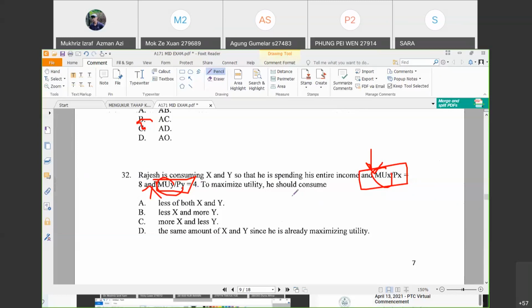If you want to reduce MUX over PX, meaning that you need to reduce MUX. If you need to reduce MUX, how do you do that? So you are choosing B, less of X. If you consume less X, what will happen? Are you going to increase or reduce MUX?